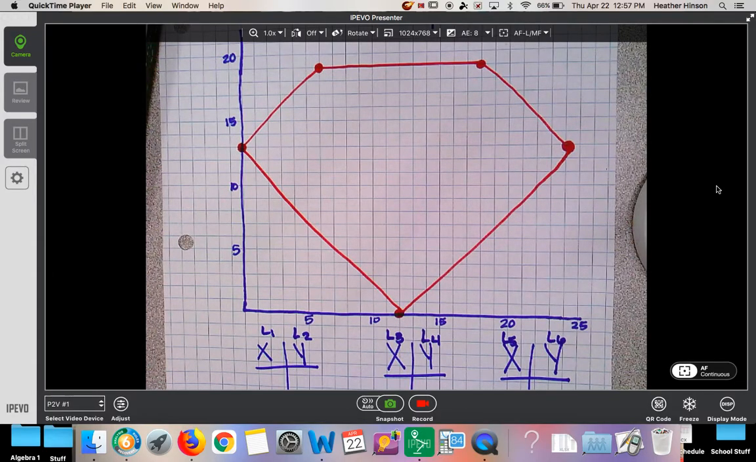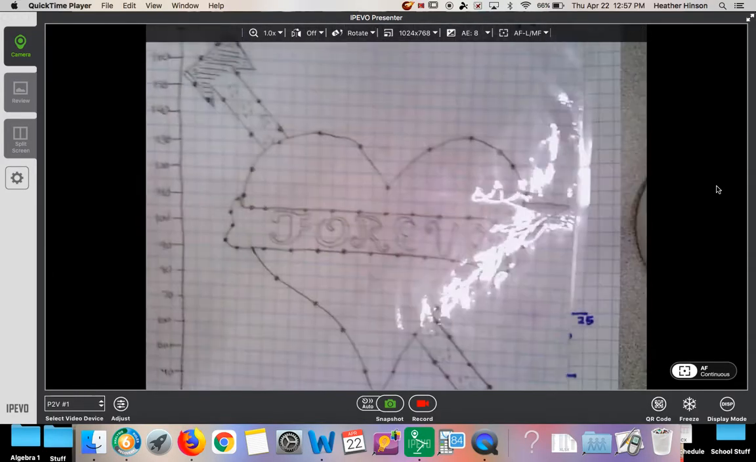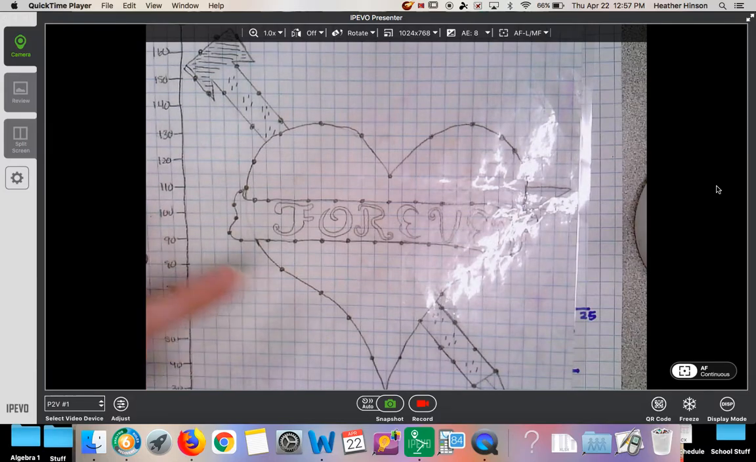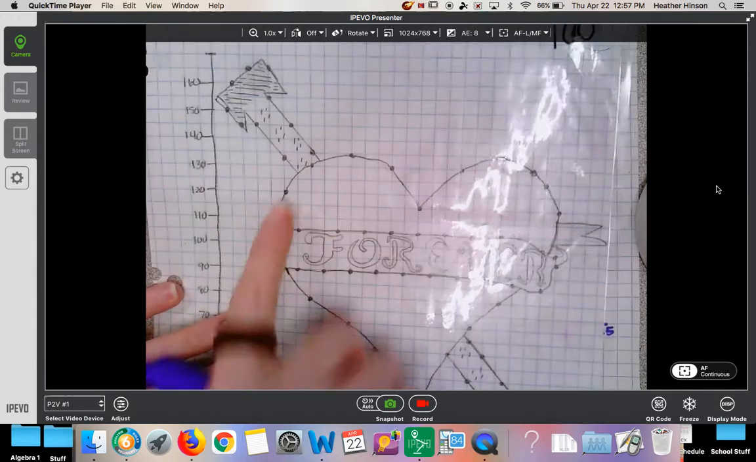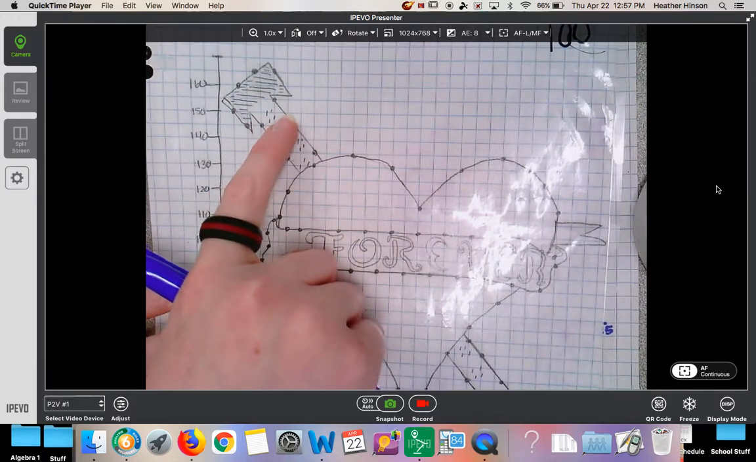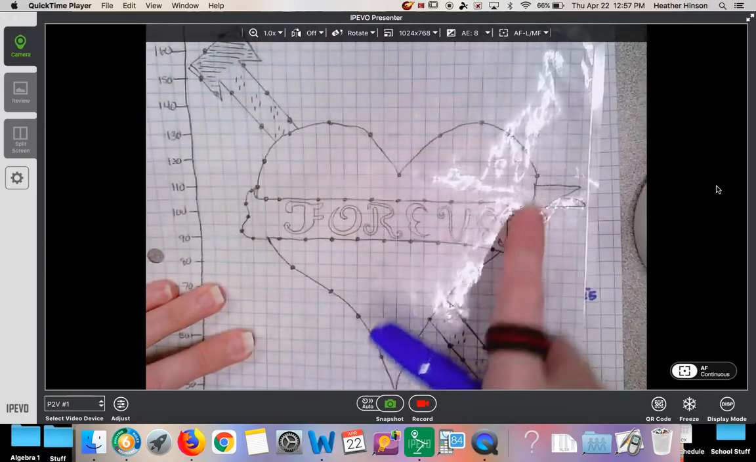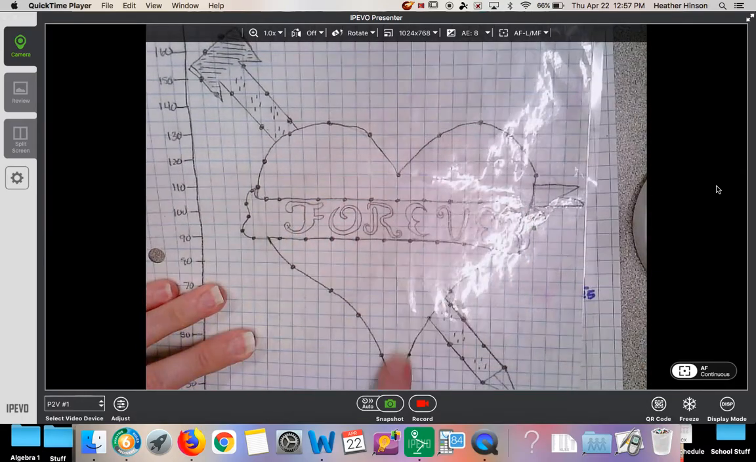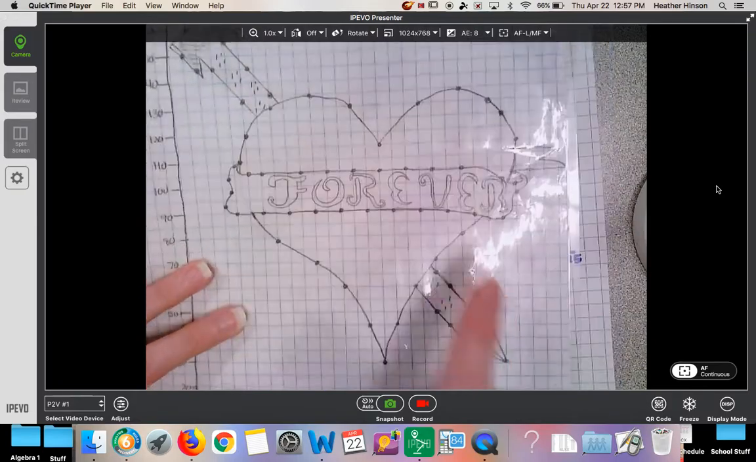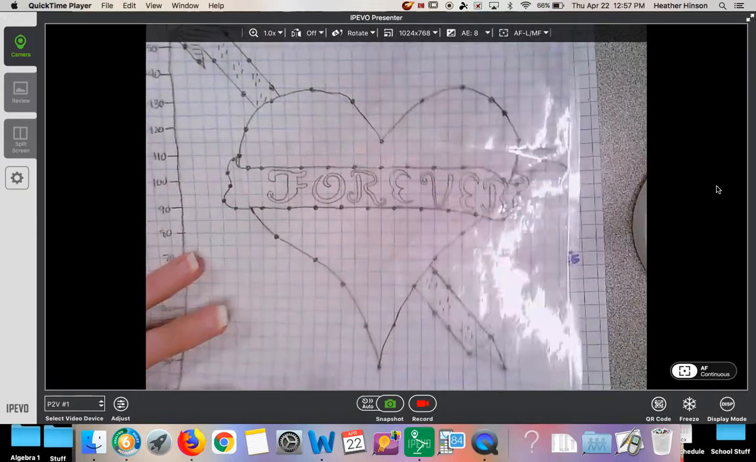So no matter how intricate you make it, like this one right here, there's only 3 sections on this picture. She did this top part of the arrow, she did the heart with the banner. She had to work all the way through that. And then she did the bottom part of the arrow.